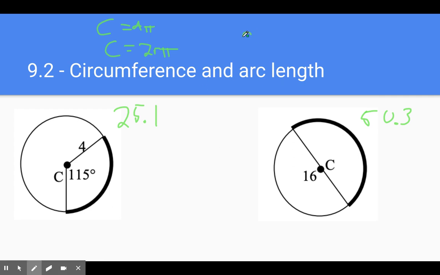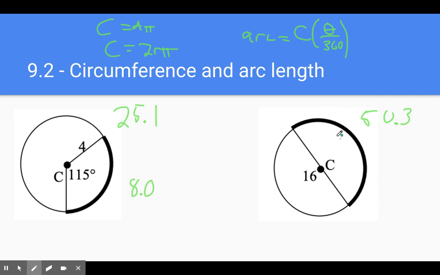Remember the equation for arc length: arc is equal to the circumference times theta divided by 360. So if we find the arc length here, we know that the circumference is already 25.1. Theta for this is 115. So that means you do 25.1 times 115 divided by 360. Make sure you put 115 divided by 360 into parentheses, and the arc length here would be 8.01, or 8.0 if we round to the nearest tenth.